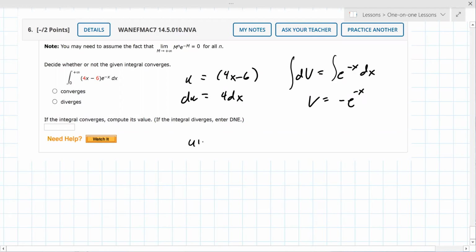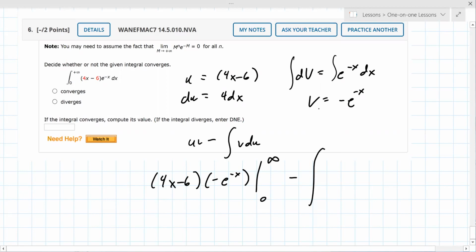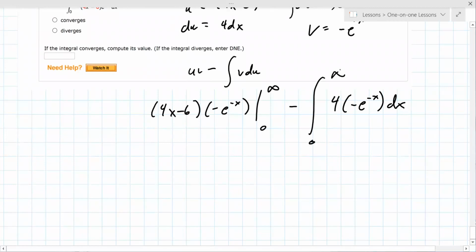So uv minus the integral of v du is your integration by parts step. The uv is the 4x minus 6 times the minus e to the minus x, and you do have to evaluate that from 0 to infinity, minus the integral of v du. So there's a negative here. Well, I'll just write 4 times minus e to the minus x dx. So you get that, 0 to infinity. I'll come back to this part on the left.